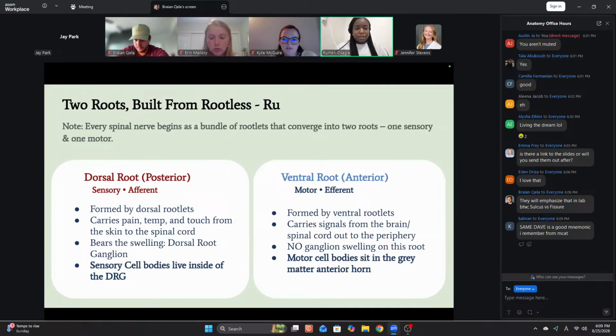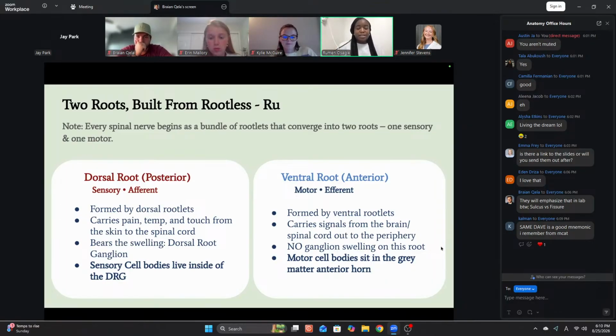So every spinal nerve begins as a bundle of rootlets that converge into two roots, one sensory and one motor. The dorsal root, aka, like Jenna said, it's posterior. I love the PD thing. And it has sensory and afferent fibers. It's formed by the dorsal rootlets and carries, I don't know if you need to know this yet, but just in case, it's never too early, it carries sensory, so that means pain, temperature, and touch from the skin into the spinal cord.